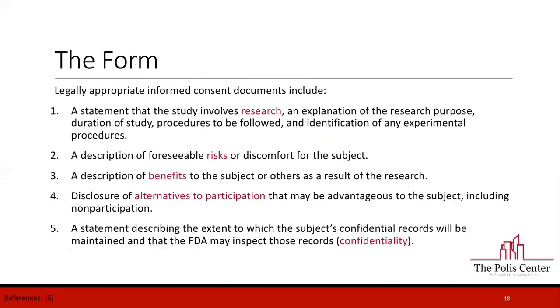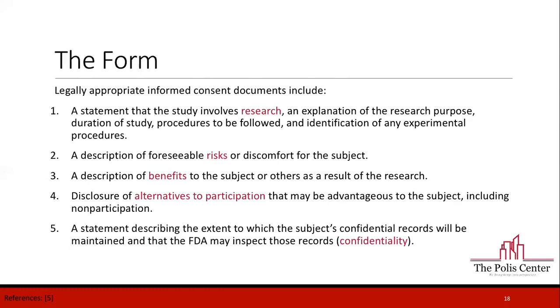There should also be a section on risks: any foreseeable risks or discomfort to the subject. In our case, the principal risk is that of a data breach. There should also be a description of the benefits to the subject or other people as a result of the research. We also need to disclose alternatives to participation that could be advantageous to the subject, including non-participation. The primary alternative to this research is non-participation. They can also choose to withdraw from the research at any time.